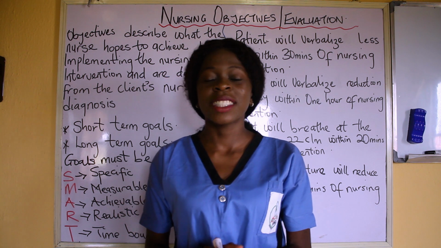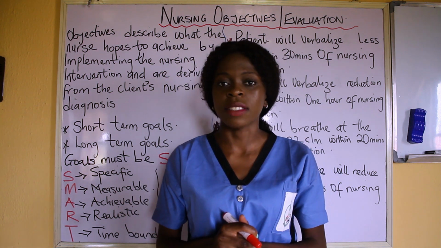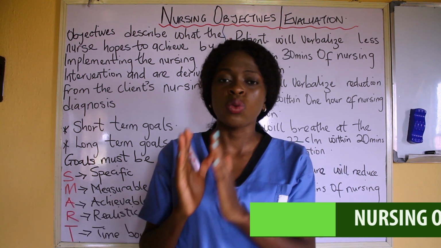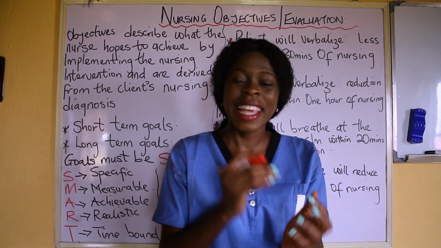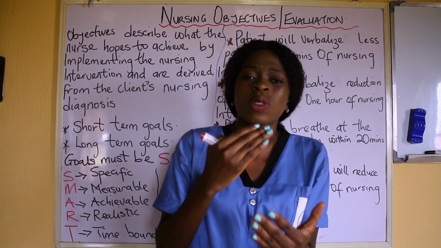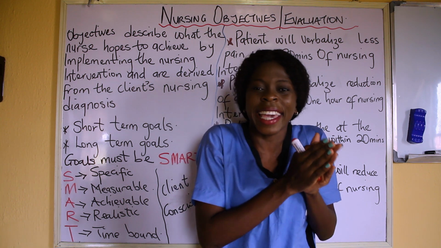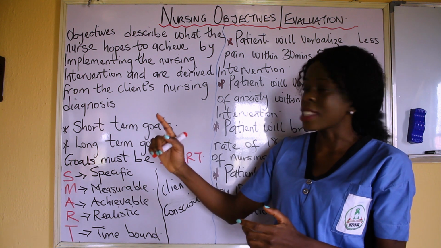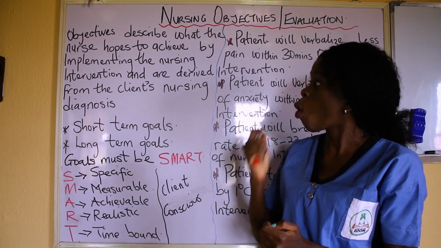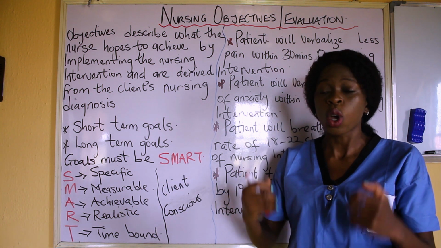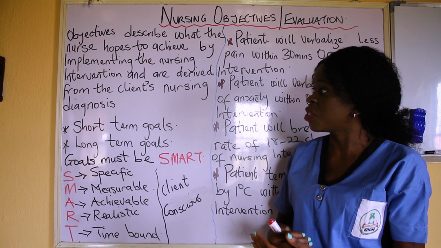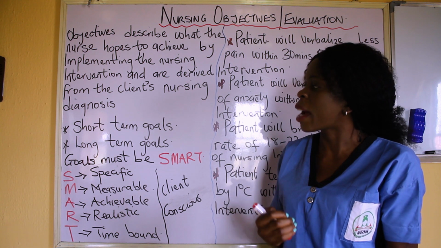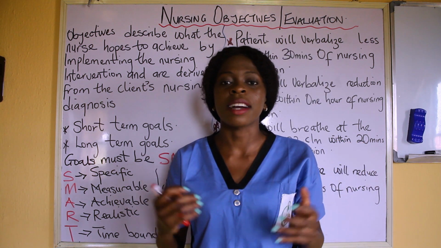Welcome back. Like I earlier said, today we're going to be talking about nursing objective. What do we mean when we say nursing objective? We simply mean the goals of the nurse, the expected outcome, what we hope to see at the end of a particular care. That is the objective. So that is why we wrote on the board, objective describes what the nurse hoped to achieve by implementing the nursing intervention, and these are derived from the client's nursing diagnosis.